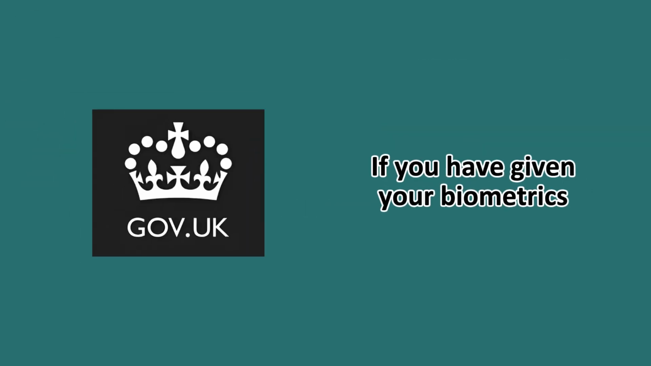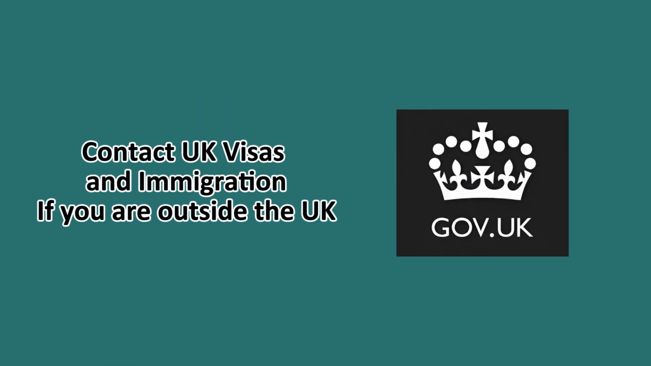Now here's the second scenario. If you were told to attend an appointment and you already have given your fingerprint and photo, you can use this form. We will call this Scenario 2 link. If you're outside the UK, you'll need to contact UK Visas and Immigration. You can find the contact details on the gov.uk website.